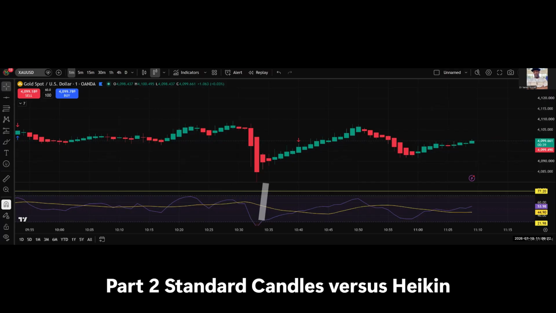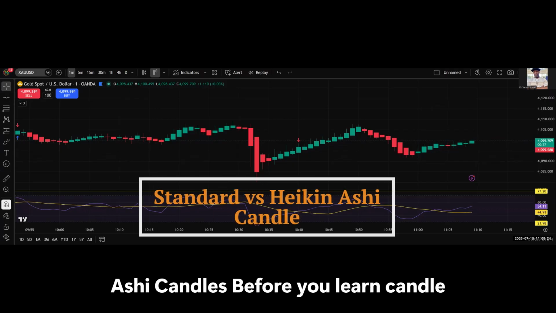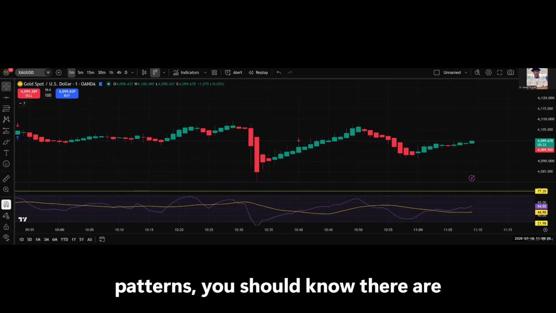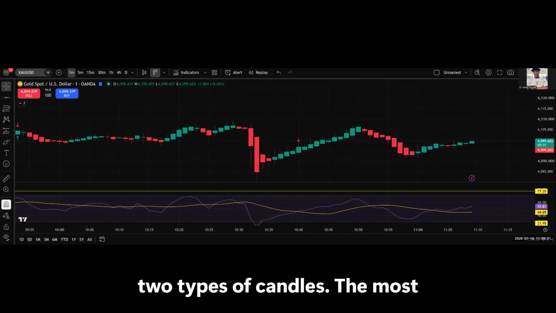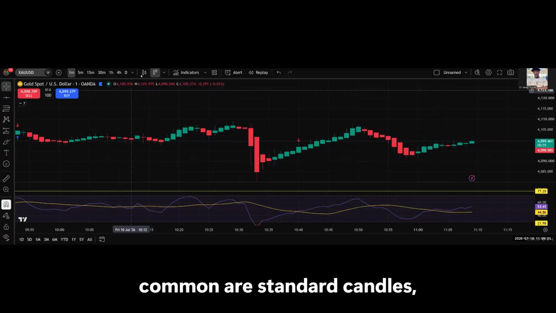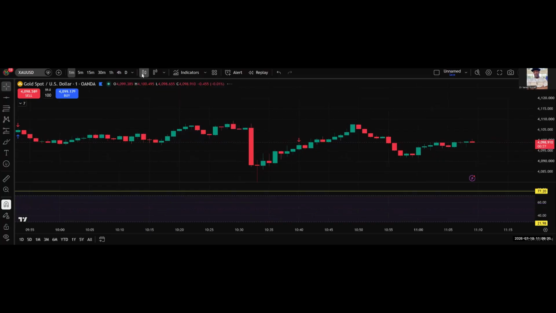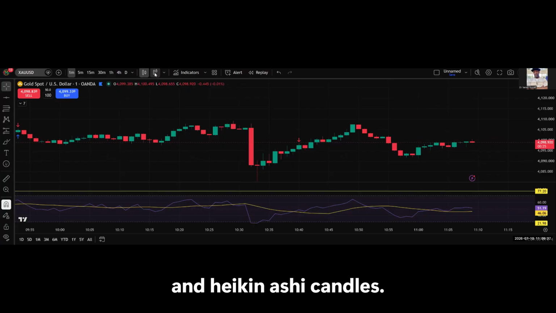Part 2, Standard Candles versus Heikin Ashi Candles. Before you learn candle patterns, you should know there are two types of candles. The most common are standard candles and Heikin Ashi candles.